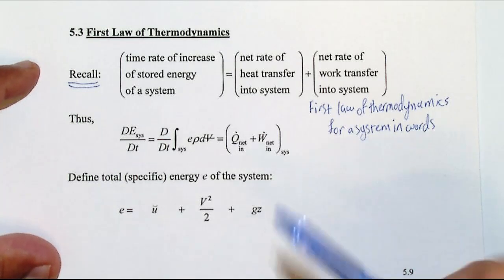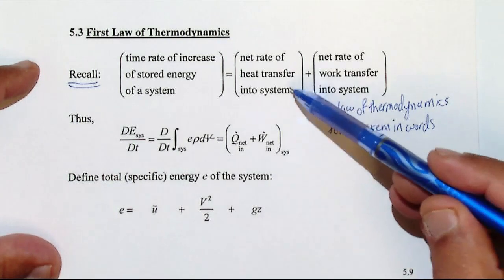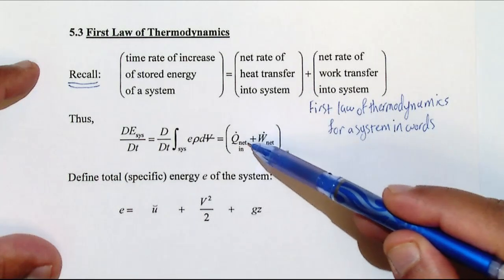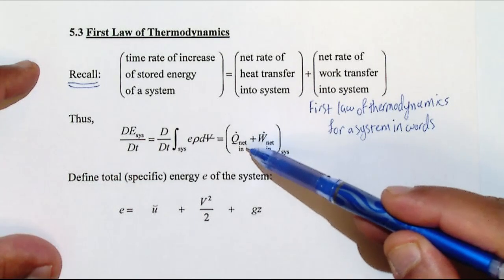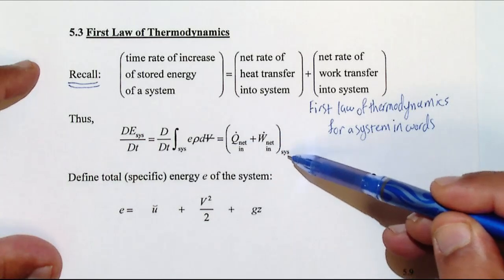What does it mean? It means that the time rate of increase in stored energy of a system has to be equal to the net heat into the system and the net rate of work transferred into the system. As you remember, it is shown by Q dot net in, and W dot net in for a system.